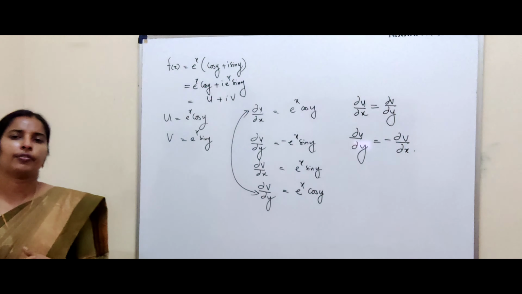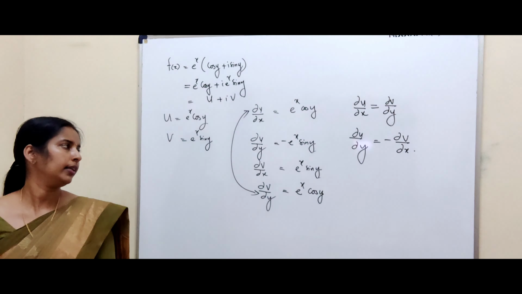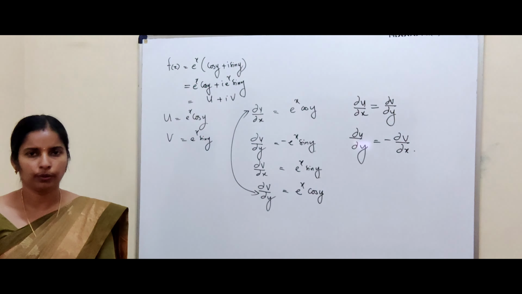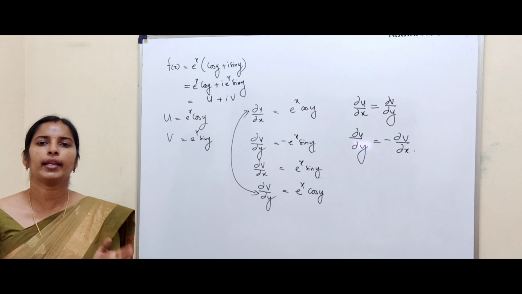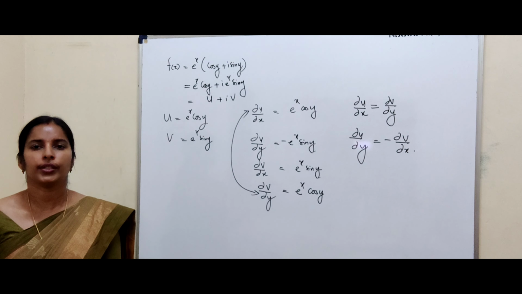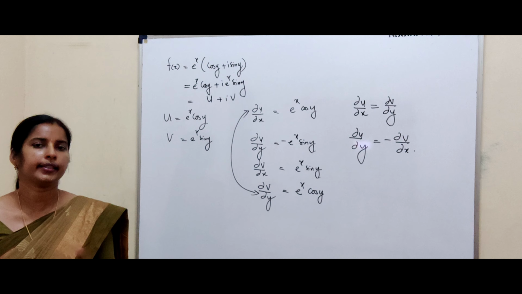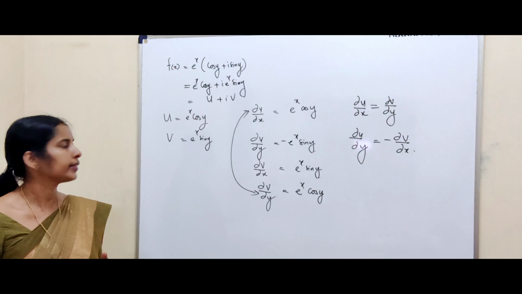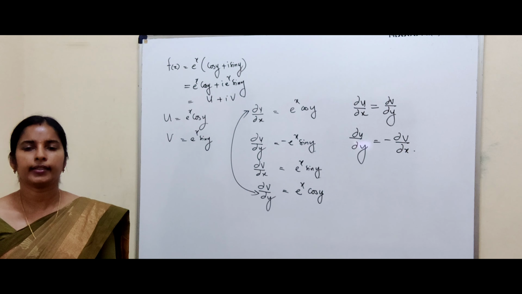For checking the analyticity of a function, we have to check whether the given function satisfies the Cauchy-Riemann equations or not. Here we have ∂u/∂x is ∂v/∂y, and ∂u/∂y is minus ∂v/∂x. That is, u and v satisfy the Cauchy-Riemann equations. That is, f satisfies the Cauchy-Riemann equations, and also the four partial derivatives are continuous. Hence, we can conclude f is analytic. It is analytic everywhere. That means it is an entire function.